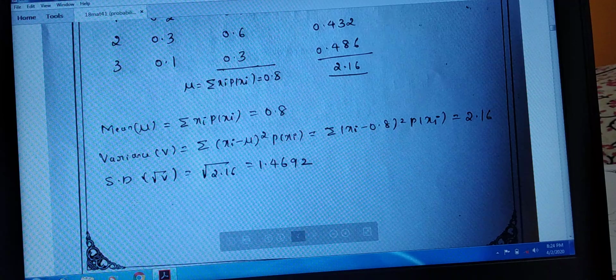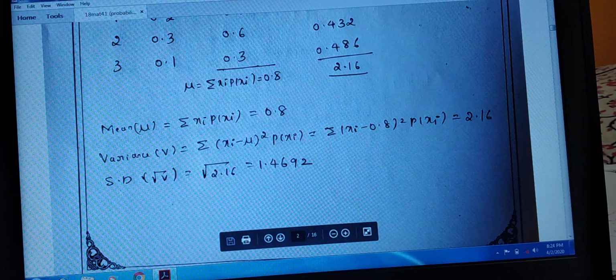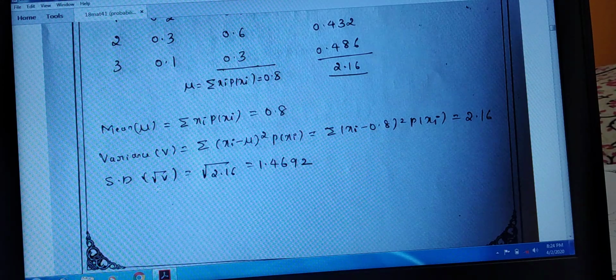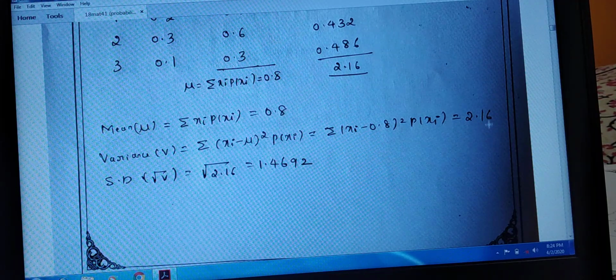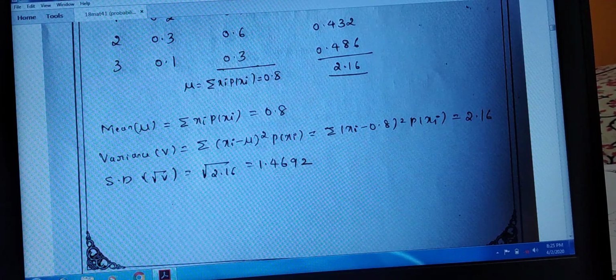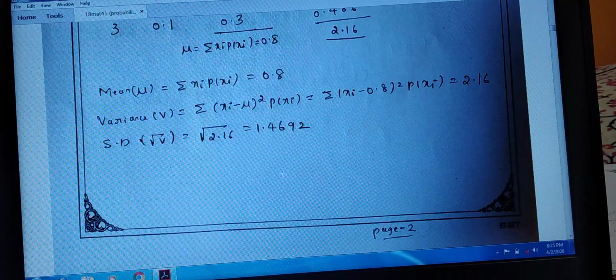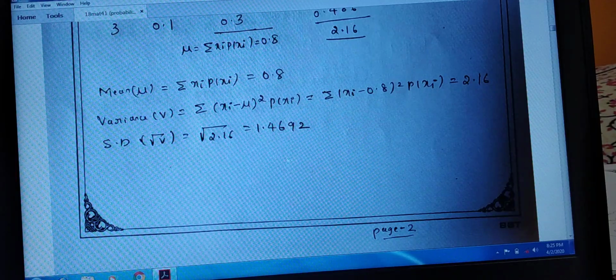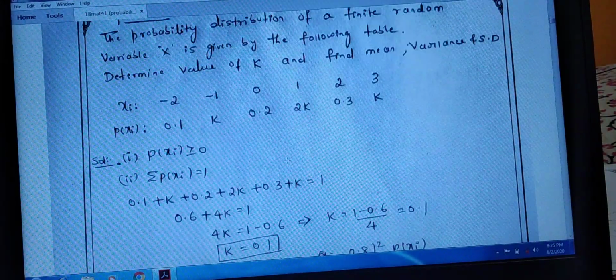Next we have the standard deviation. The standard deviation formula is given by the square root of the variance. So you can put an equal to sign here. Standard deviation is equal to the square root of the variance, which is equal to the square root of 2.16, since we have got the value for the variance as 2.16. This will be equal to 1.469. Okay, so I will come back to the problem.